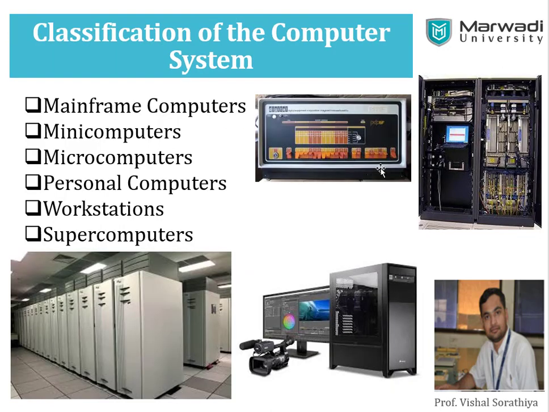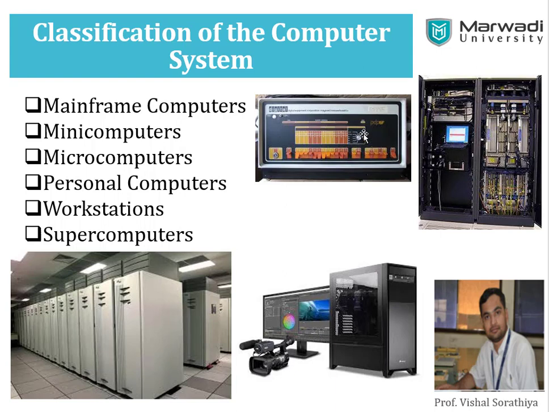Now there is a basic classification of computer systems. Basically, in general we can categorize six computer systems. First of all, there is the mainframe computer. In a mainframe computer there are different racks connected with various processor units, and it is used for security-based applications or more professional applications.